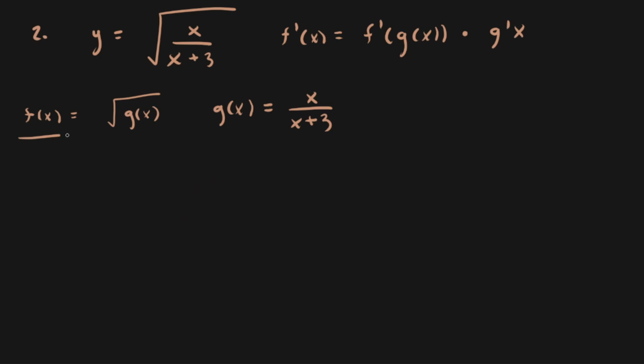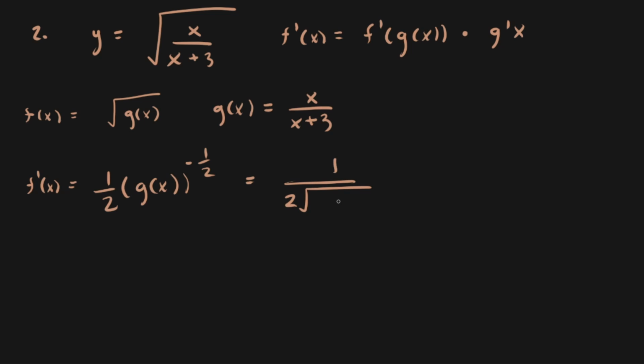Now let's take the derivative of f of x and g of x. The derivative of f of x, like we did in the last problem, is going to be 1/2 times g of x to the negative 1/2 power, which just equals 1 over 2 times the square root of g of x. Now let's take the derivative of g of x. To do this, we're going to have to use the quotient rule. If we remember, the quotient rule is f prime g times g prime f divided by g squared.